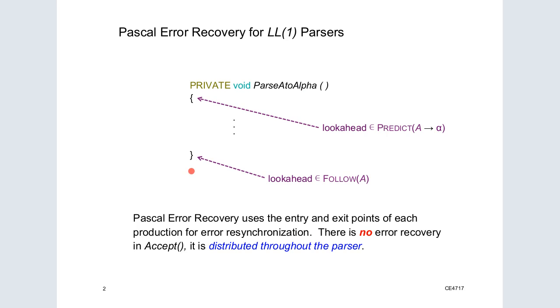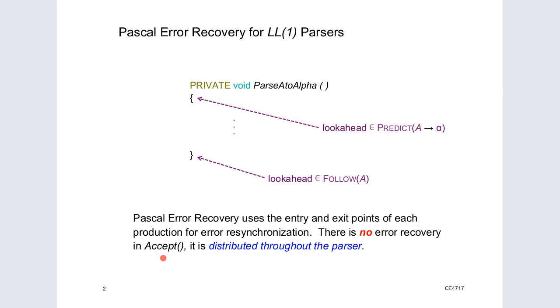So Pascal error recovery is using the entry and exit points of each production for error resynchronization. And there is no error recovery at all in the accept routine. Instead, it is distributed throughout the parser. So this is, in some sense, almost the polar opposite of the S-algol technique. In the S-algol technique, all of the error detection and recovery was concentrated in the accept routine, and there is no other error recovery code anywhere else in the parser, which is very nice because it means you don't clutter up the parser with lots and lots of error recovery code.